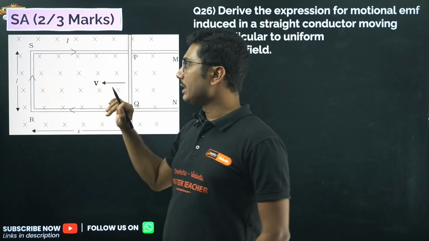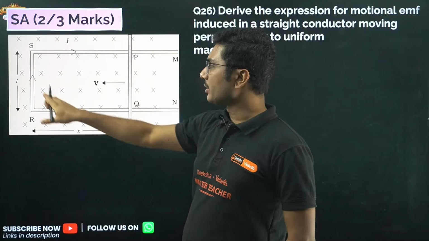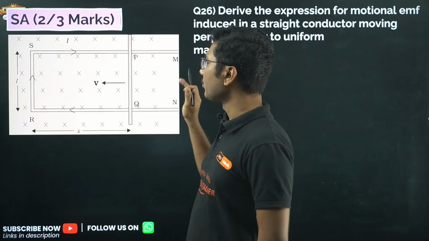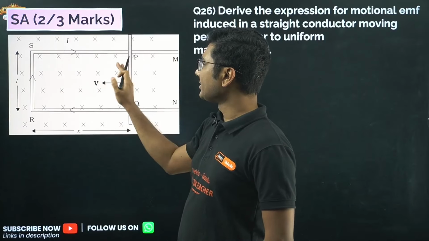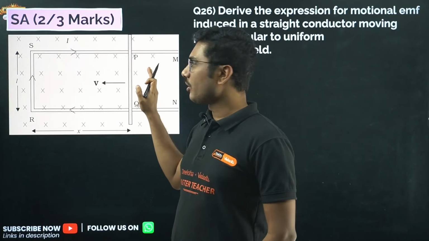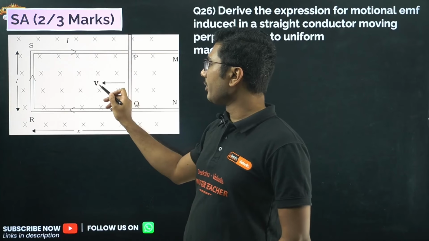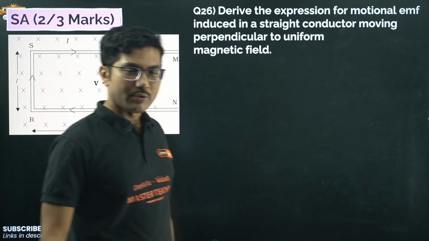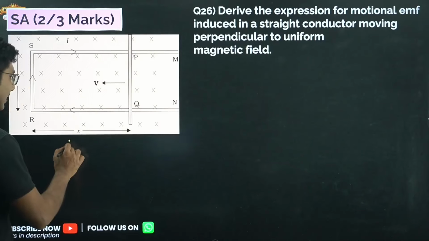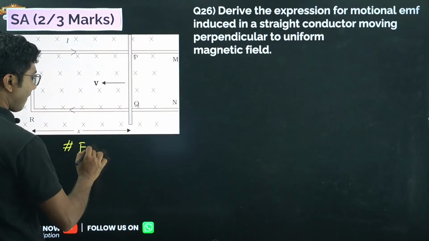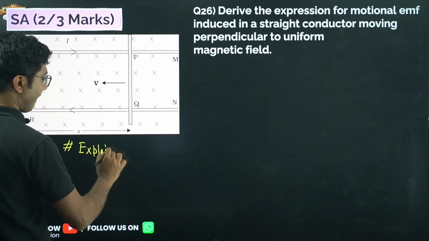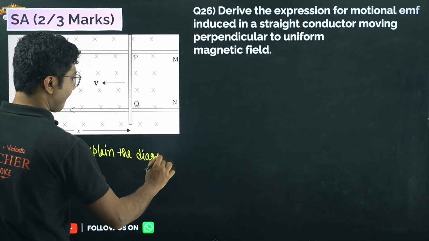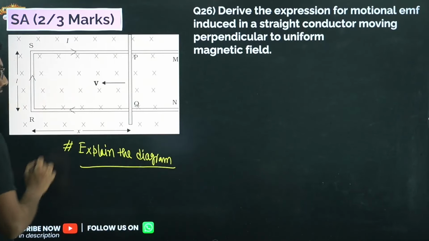Now let's see. Here we have a rectangular frame on which there is a rail, through which this rod can move, and it is moving with velocity v. The explanation of the diagram is required in this case, so I am just writing it: explain the diagram, which is essential.